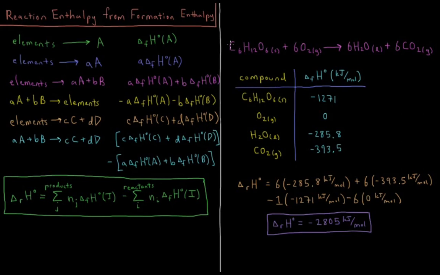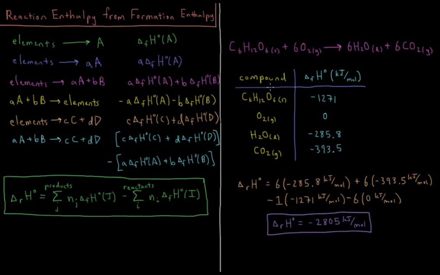Okay, let's say the combustion of glucose. We have C6H12O6 solid plus 6 molecules of O2 gas gives us 6 molecules of liquid water. Okay, sure, I have it written as liquid. We'll say it's liquid. Plus 6 molecules of CO2 gas.